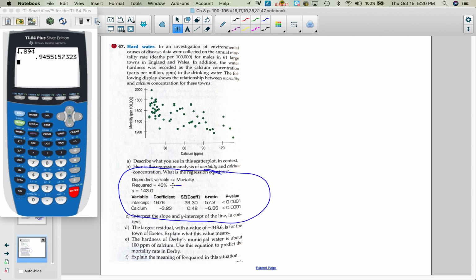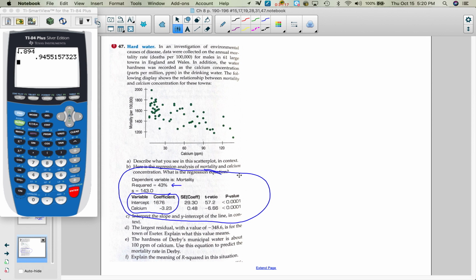So notice right here, we have r squared. That is the r squared that we care about. Then we have variable, coefficient, and all this other stuff that's going to be meaningful to us later, but right now it's not. So we're going to pull this information out right here. If it says intercept, that's the same as constant. And then this other one, the calcium variable, that coefficient is going to be the slope. Notice calcium is on the x-axis, so it's explanatory. And mortality right here is our response.